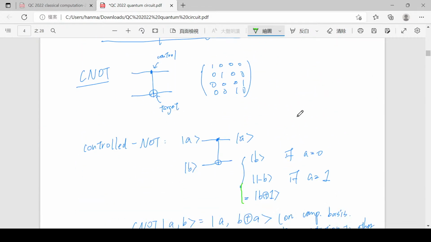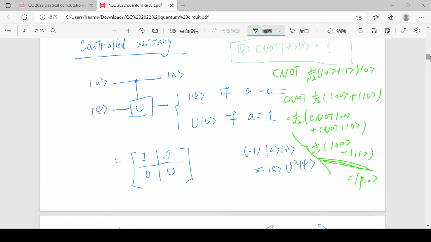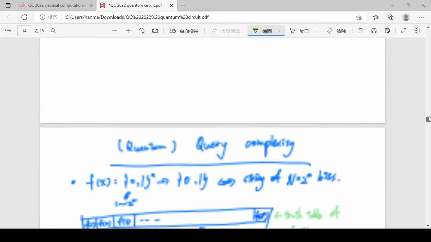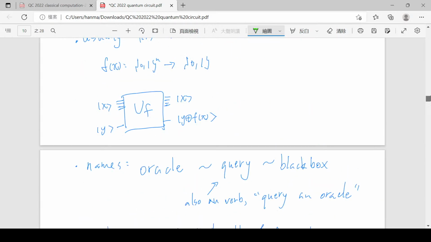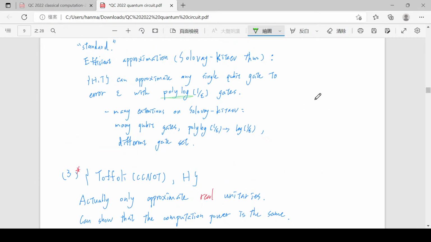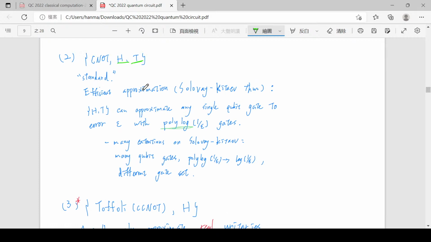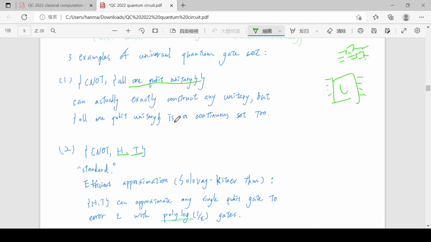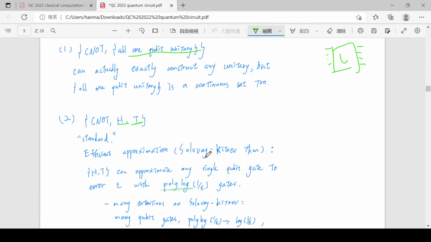Yeah. And there is a sketch of a proof that this is possible in a book, and we'll not talk about it right now. The proof is a little annoying, so we'll probably skip that later. If you really want to see this, you can look up the book. But anyway, the bottom line is Hadamard and T, you can use them to approximate any 1-qubit unitary.